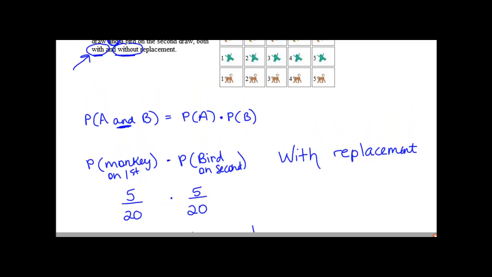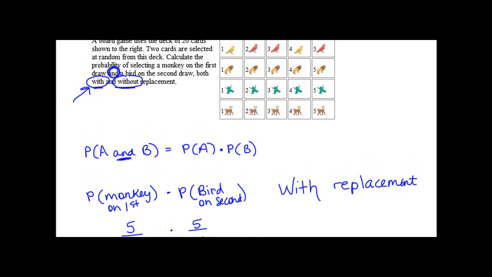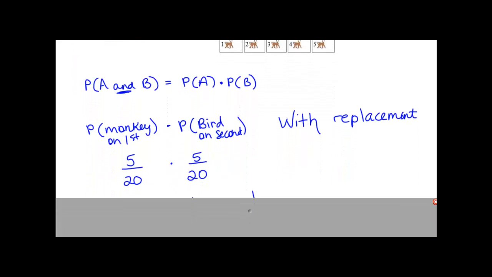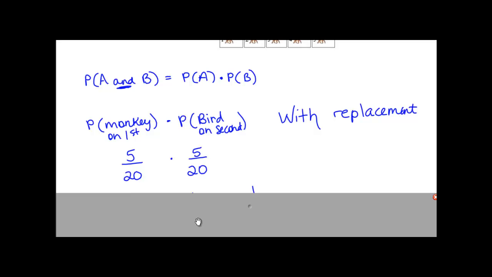Now if I replace that card, then the deck, or the set of cards, will look identical to the way it began. So then the probability that I would draw a bird on the second draw, there are 5 birds, again a total of 20 because we replaced the card. So the probability of a bird on the second would be 5/20.